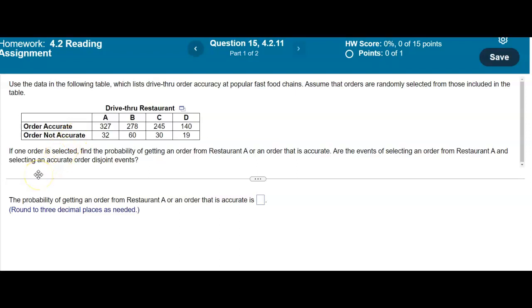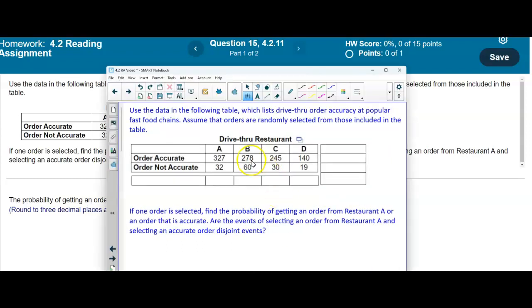Now, if one order is selected, the first part of our question is we want to find the probability of getting an order from restaurant A or an order that is accurate. Are the events of selecting an order from restaurant A and selecting an accurate order disjoint events? So let's open up our table here. The first thing I want to do is find the totals for the columns and the rows.